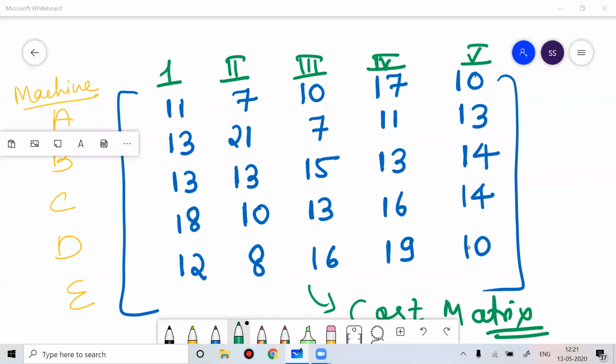Anyone got the answer? No one got the answer? How strange.